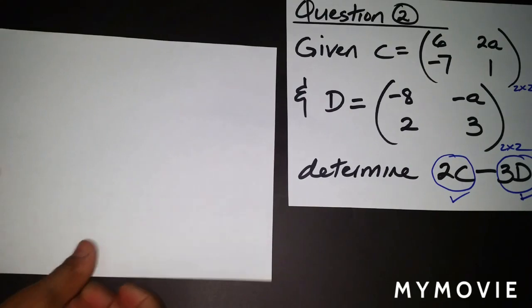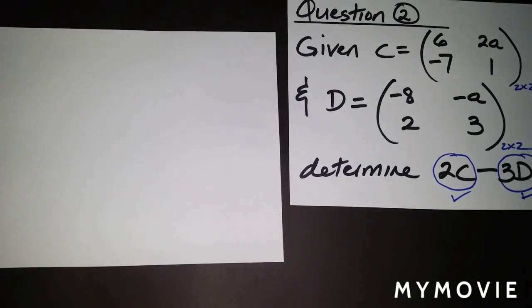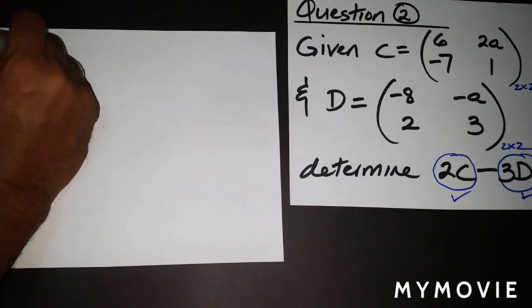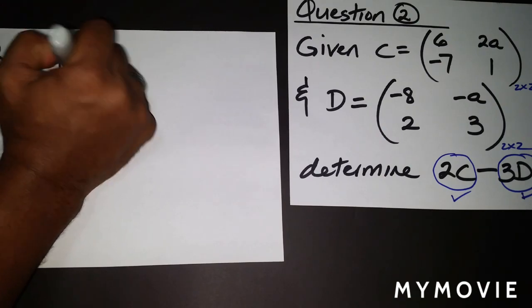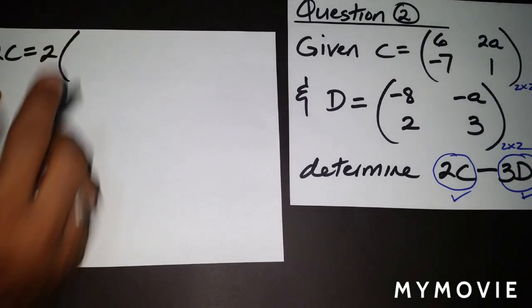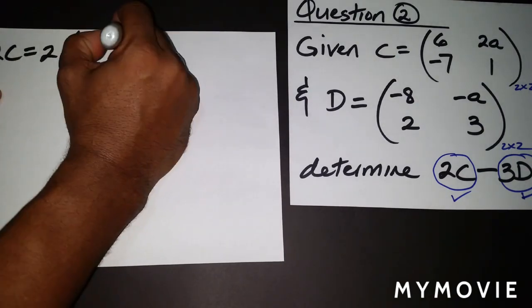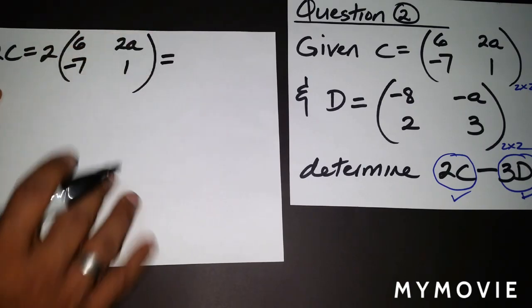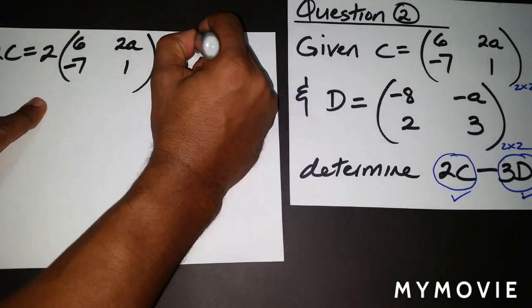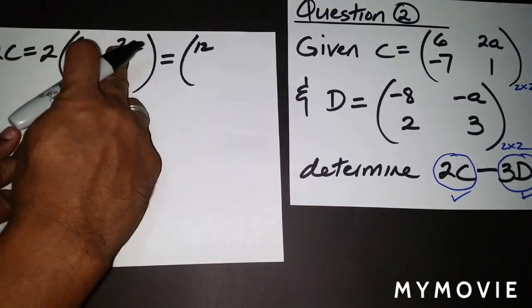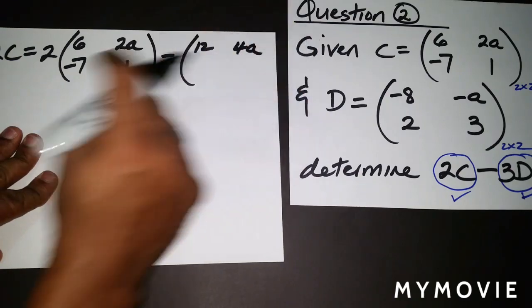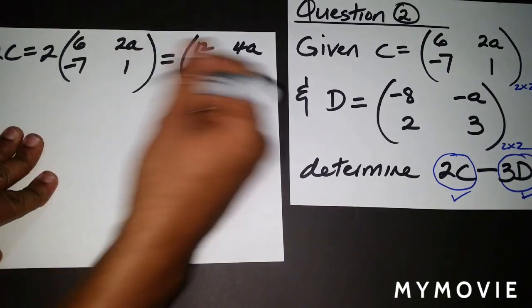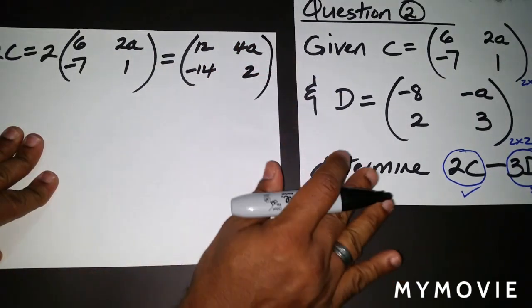Okay, so let's deal with the solution to this. First thing we need to find is 2c, and 2c simply means we're multiplying matrix C by 2, and matrix C has elements 6, 2a, minus 7, and 1. So 2 times 6 gives you 12. 2 times 2a gives you 4a. 2 times minus 7 is minus 14. 2 times 1 gives you 2.